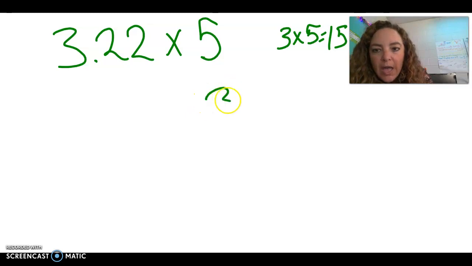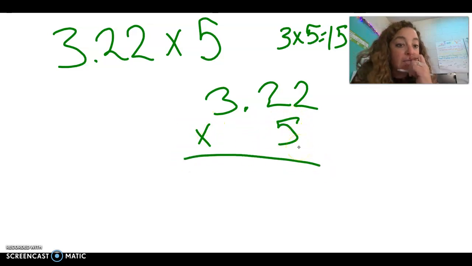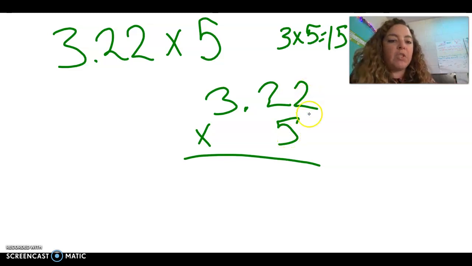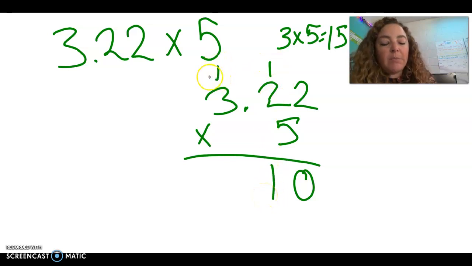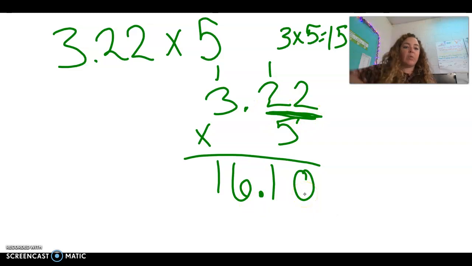Okay, I'm going to do the traditional algorithm for this one. So 3 and 22/100ths times 5. There's no decimals to line up when multiplying, so I can just write it how I want. I know I'm going to do 5 times 2 here. 5 times 2 is 10. Write my 0 down, carry my 1. 5 times 2 again is 10, plus 1 is 11. Write my 1 down, carry my 1. 5 times 3 is 15, plus 1 is 16, so I'm going to write that 16 down. 2 digits behind the decimal in the factors, 2 digits behind the decimal in the product, and I'm done.